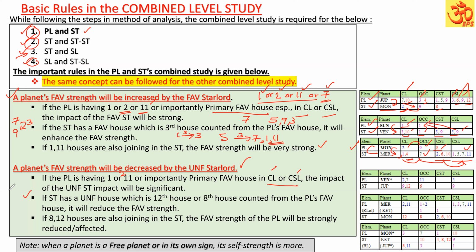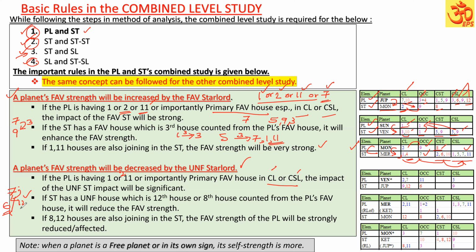Here, suppose you take the event of marriage, for the 7th house, the 12th house to the 7th house is the 6th house. Suppose the planet is having the 7th house in its self-signification. In the star lord, it is having the 6th house. The impact of the 6th house will be strongly experienced by the 7th house. That is called, if the star lord has an unfavorable house, which is the 12th house counted from the planet's favorable house, it will reduce the favorable strength significantly.